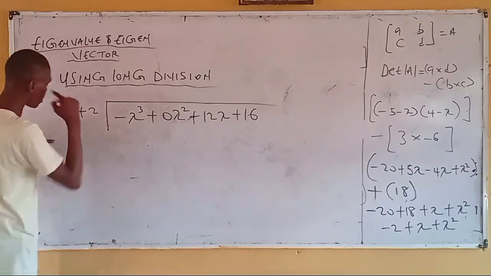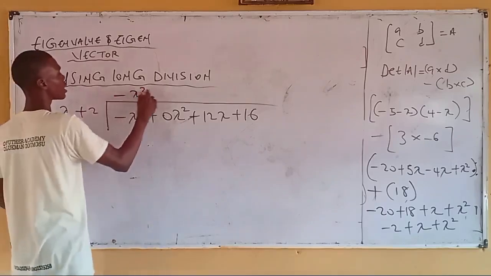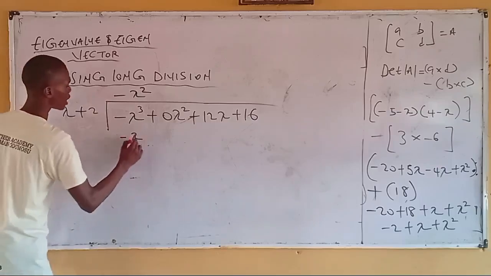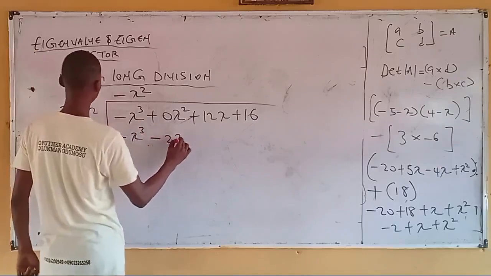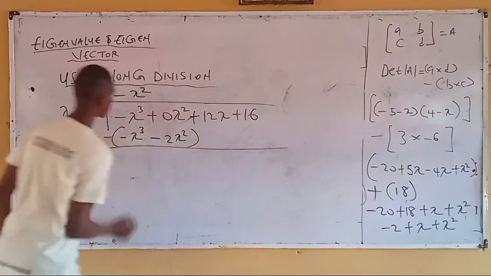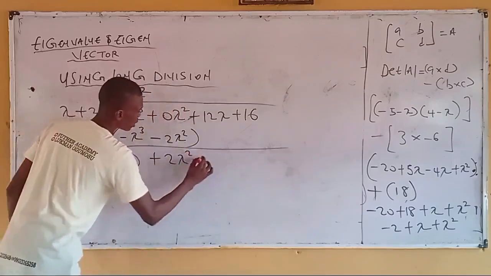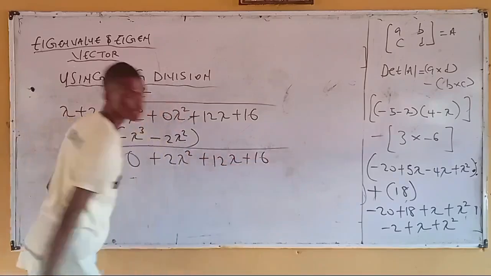What you are going to do from here is that negative lambda cube divided by this guy, what do you have? Negative lambda square, right? This time this is what? Negative lambda cube. This time this is what? Negative 2 lambda square. Now subtract. By the time you subtract, this becomes 0. Positive 2 lambda square, positive 12 lambda, positive 16.